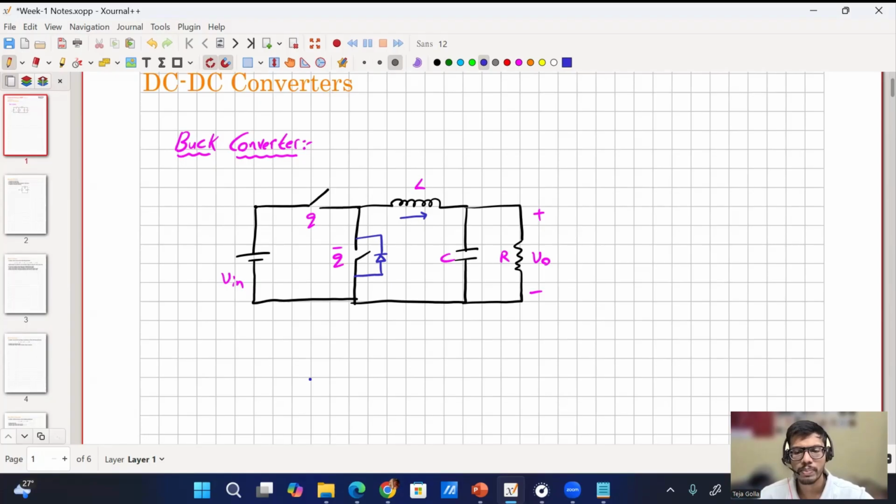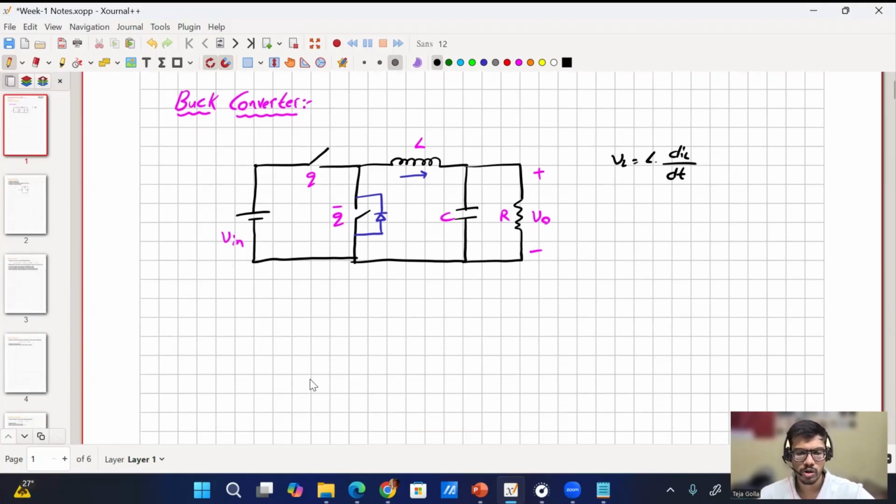If there is any step in the inductor current, then what will be the voltage? VL is L di by dt, right? So if there is any step change in the inductor current, then there will be an impulse because the derivative of a step function is an impulse. So there will be a voltage spike, and the spike is an impulse, so it can be anything. That's why we always have to make sure that there is a path for the inductor current. We should not break the path, else there will be a spike and the components will get damaged.